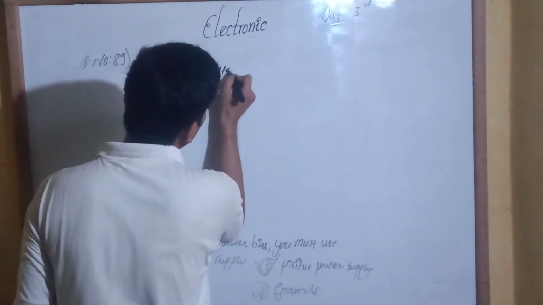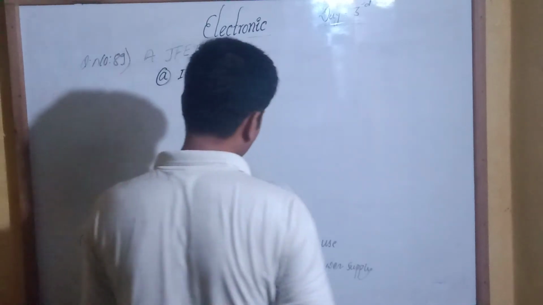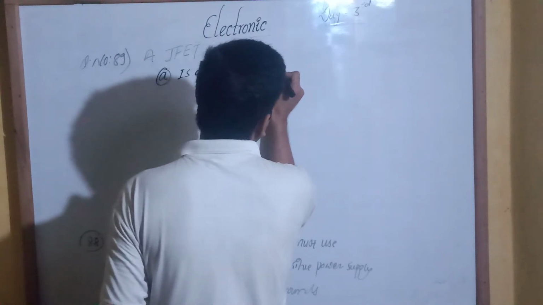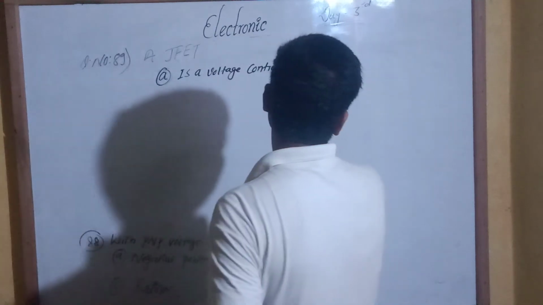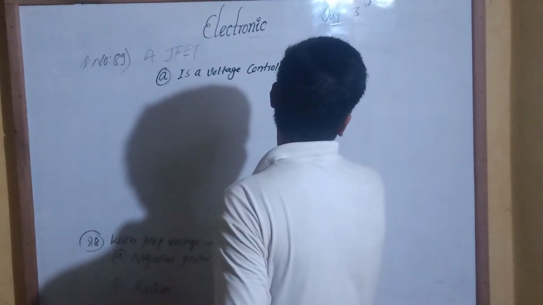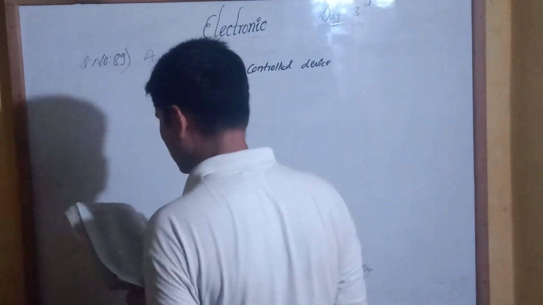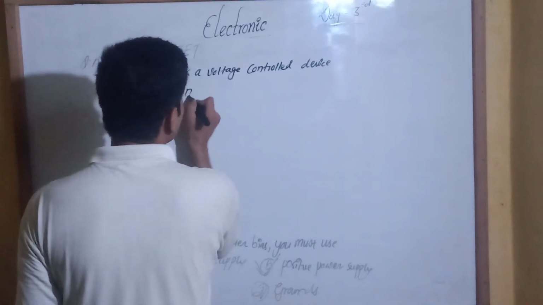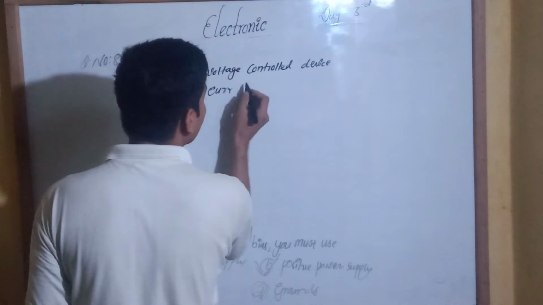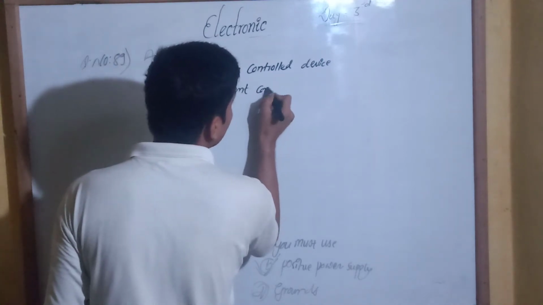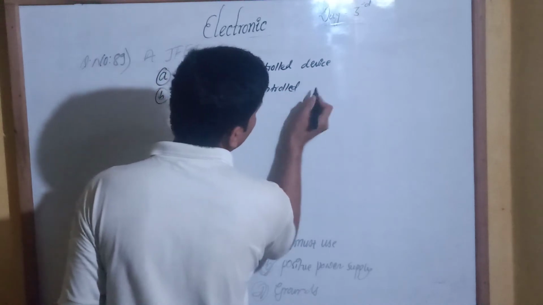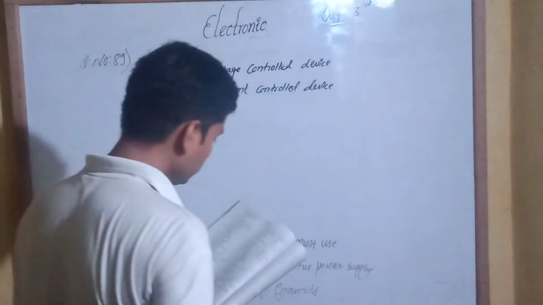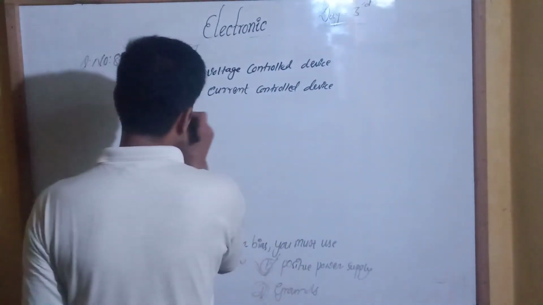A JFET is a voltage controlled device. Option B is a current controlled device. Option C: has a low input resistance.